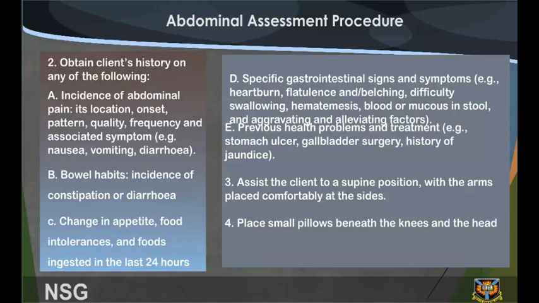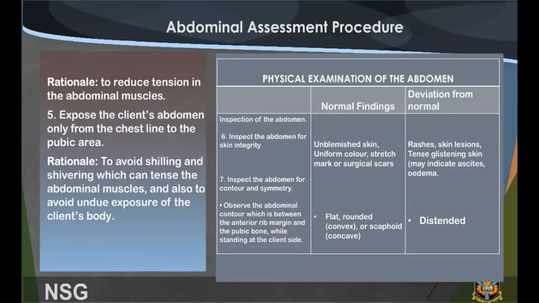3. Assist the client to a supine position with the arms placed comfortably at the sides. Place small pillows beneath the knees and the head. Rationale: to reduce tension in the abdominal muscles. Expose the client's abdomen only from the chest line to the pubic area. Rationale: to avoid chilling and shivering, which can tense the abdominal muscles, and also to avoid undue exposure of the client's body.